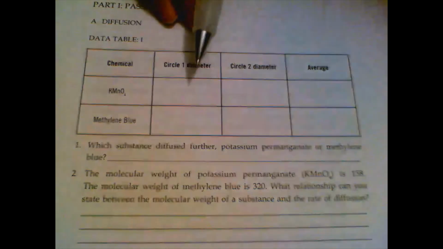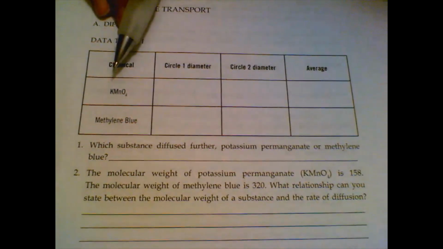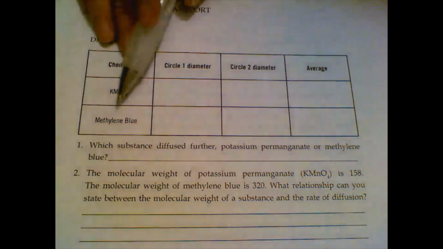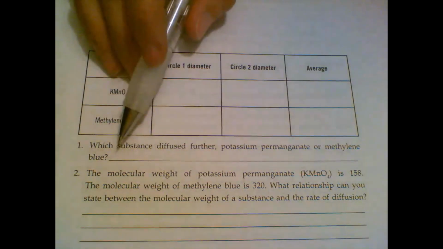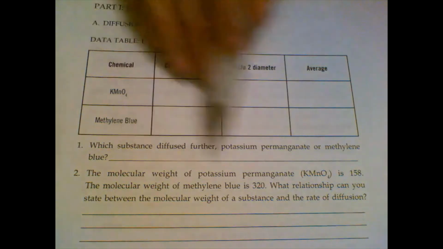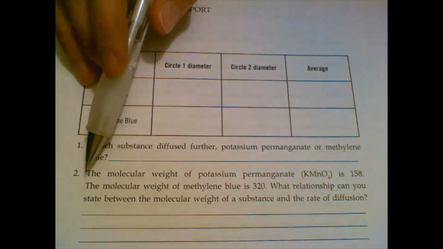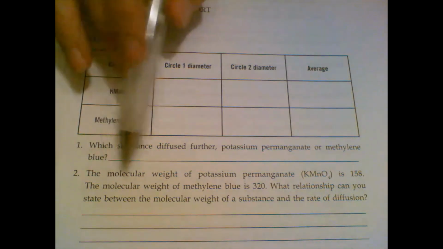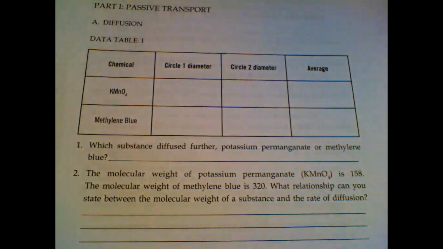This is where you're going to put your measurements for the potassium permanganate and your measurements for the methylene blue. You're going to state which substance diffused further, potassium permanganate or methylene blue. And then you're also going to state what the relationship is based on the weight of the substance, which moved faster and which moved slower. And you're going to give a reason why.